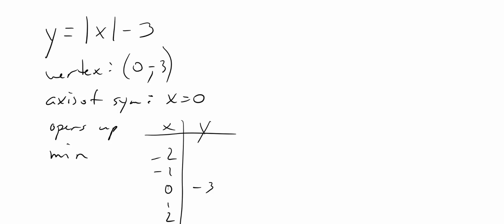Okay, so I put a 1 in there. Absolute value 1 is 1. 1 minus 3 is negative 2. So these are both negative 2. Okay, I put a 2 in there. Absolute value 2 is 2. 2 minus 3 is negative 1. So negative 1 and negative 1.